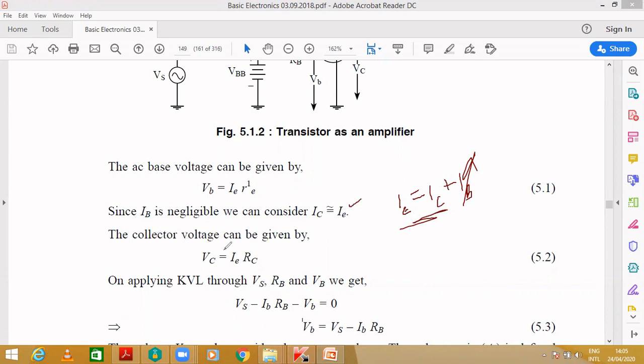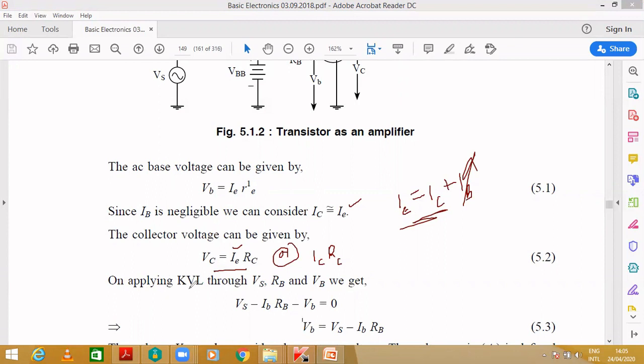The collector voltage can be given by VC equals IE RC, or you can also write it as IC RC. Since you already assumed that IE equals IC, directly I wrote it as IE into RC. So this is the input voltage and VC is the output voltage.